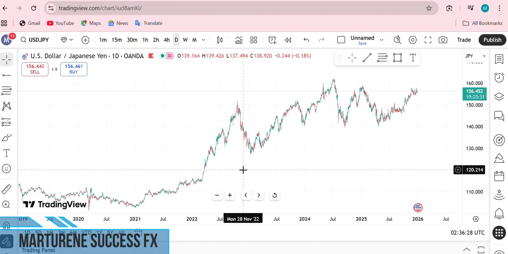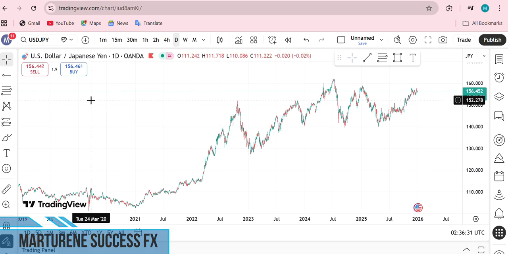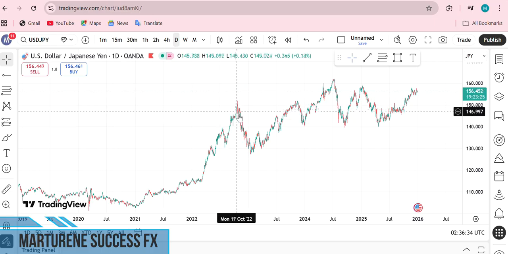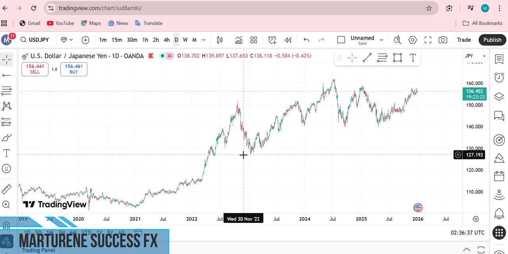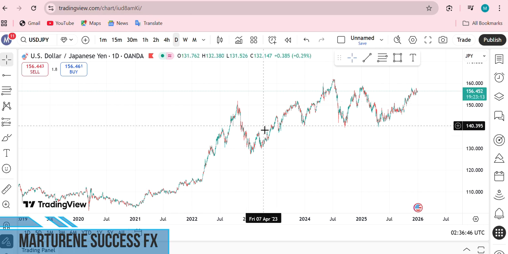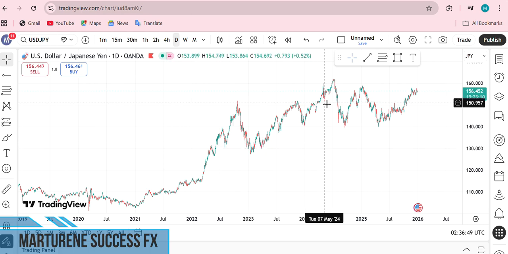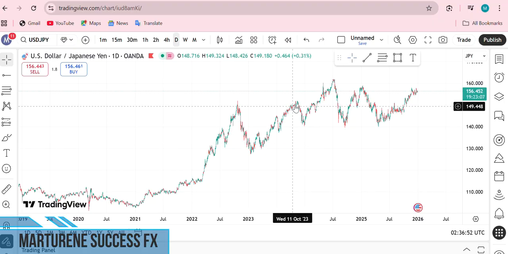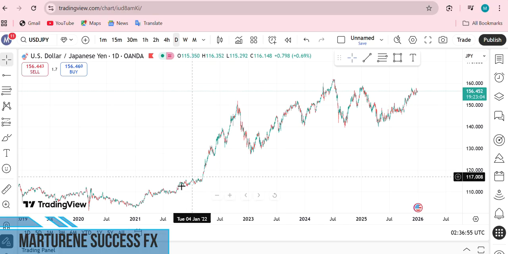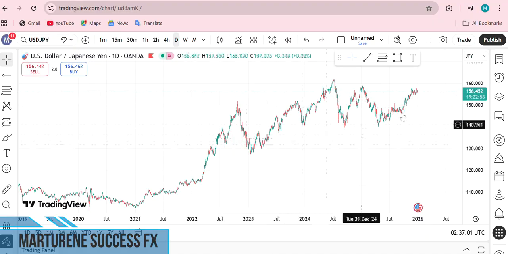So this is the chart. This is my USD JPY. I'm going to be using the chart of USD JPY as an example, and this is the daily time frame. As you can all see, this is what has been happening in the past. Plotting or identifying our support and resistance on the chart will help us know where this market can likely make some retracement.